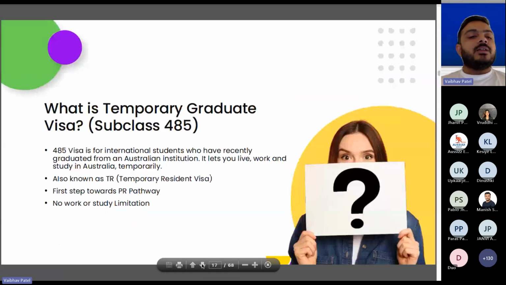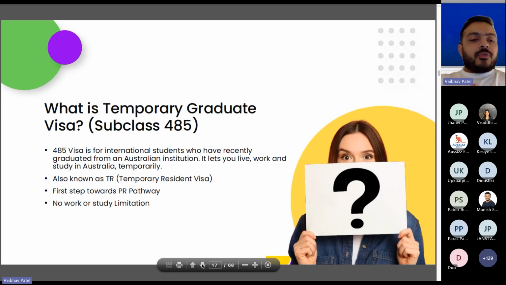Now, coming back to the next part, which is the temporary graduate visa, because a lot of people are going to graduate soon. I'm just going to give you a brief, because all these visas are going to be covered later in our conclave, in all the sessions. We have a particular session for each visa. So if you want to know in much more detail, that would be the right session for you if you are looking for that particular visa.